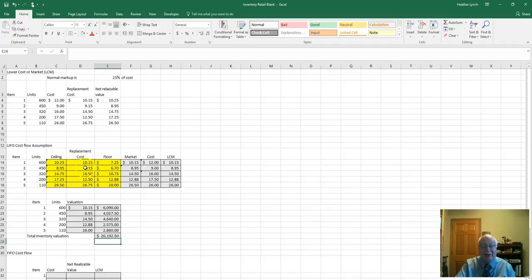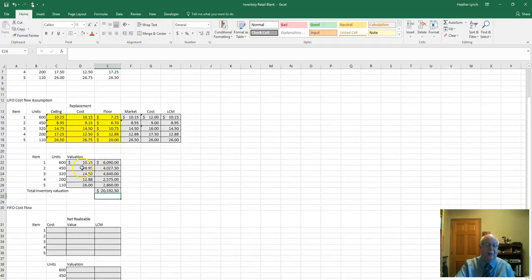But ideally, replacement has to be between the ceiling and the floor. Think of how you walk or where you live. You live between the floor and ceiling. You're not below the floor. You're not above the ceiling. So as long as replacement is between those two, we use replacement value. Otherwise, we use the ceiling or the floor, whichever one is the closest. And then after we get market, we compare it to cost, and we take the lower of the two, and then we multiply them out.